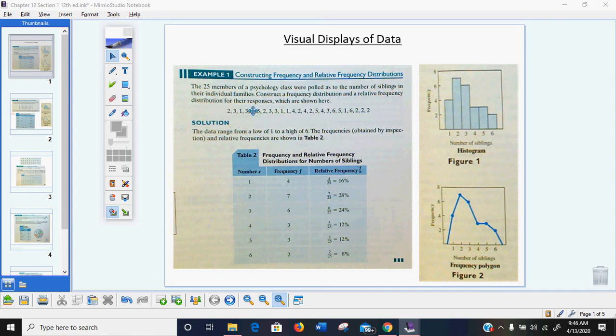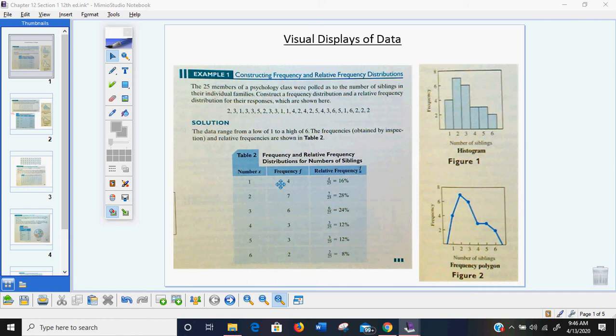And it's not very easy to make any assumptions based on that. Okay, we need to organize a little bit better. So the range in this, it looks like the smallest is 1, the highest is 6. So here's what they did. They constructed a frequency distribution. So how many 1s, how many 2s, how many 3s, how many 4s, how many 5s, how many 6s.